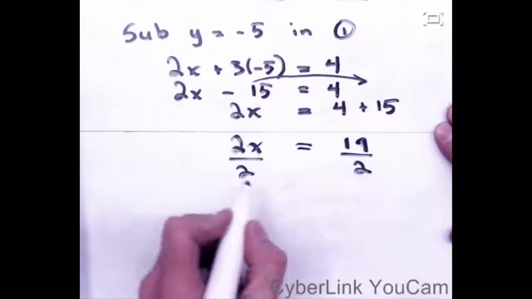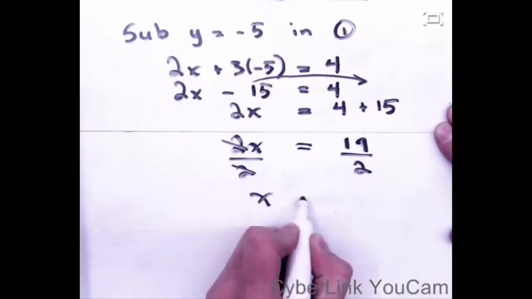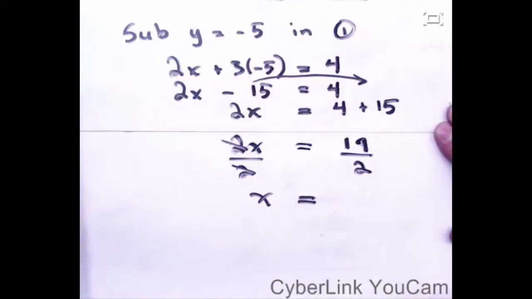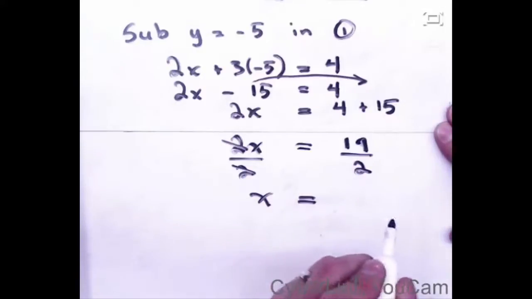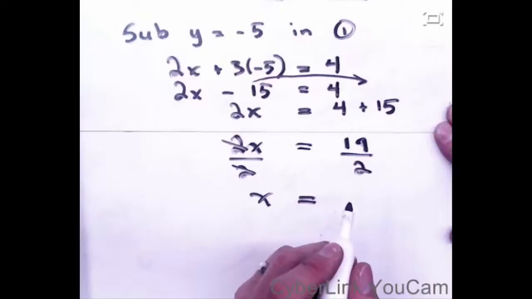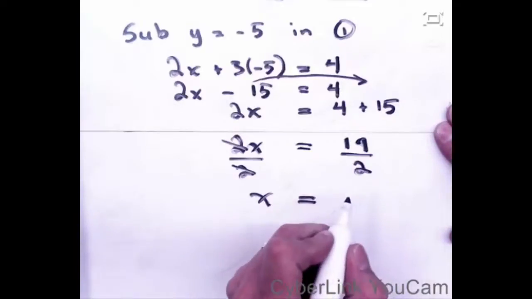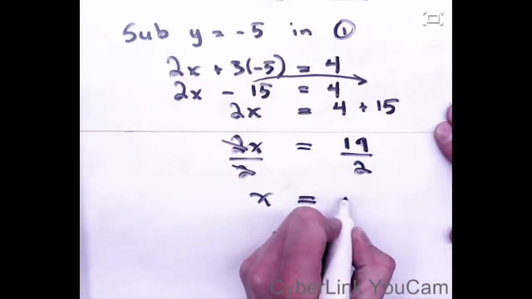2 times x is not what we're looking for. We can divide the 2 out. Okay, notice this is one of the first times we don't get a whole number. So 19 divided by 2 is going to make for a decimal, and that's okay. It's a nice decimal at least. So 19 divided by 2 would be 9.5.